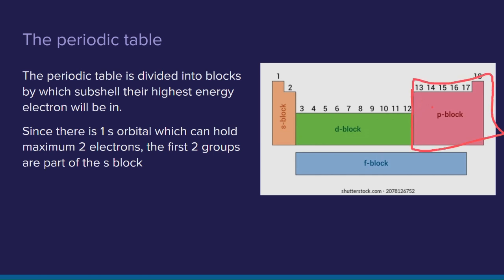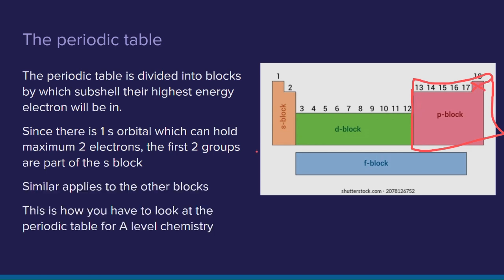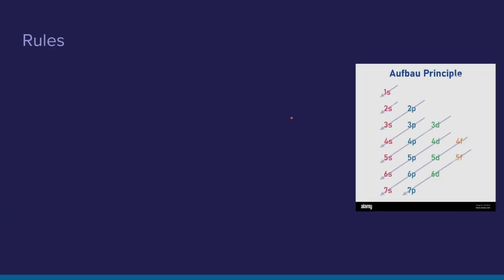These groups will have their highest energy electron in the p block, except not helium. Not sure why that's there on the diagram. And then, yeah, the same applies to the other blocks. And this is how you have to look at the periodic table for A-level chemistry.